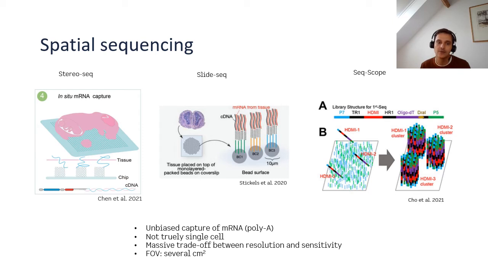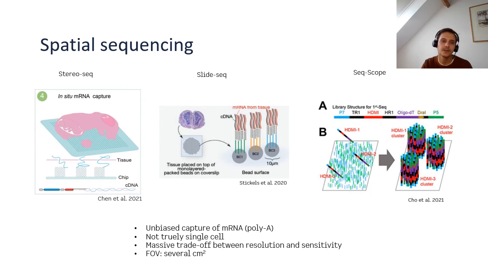The big strength here is the unbiased capture of mRNA. So it's really poly-A based. However, it's not truly single cell, because you're dealing with an array. You cannot really delineate a cell and say, okay, these transcripts are only in this cell. And there is a massive trade-off between resolution and sensitivity. So the smaller these capture areas, the fewer transcripts, of course, they can capture. And you're targeting highly expressed or mid-expressed genes, because you quickly saturate the capture rate of these beads or these arrays. However, the throughput is there, so very large field of view, and it's sequencing based, so that's a nice advantage.